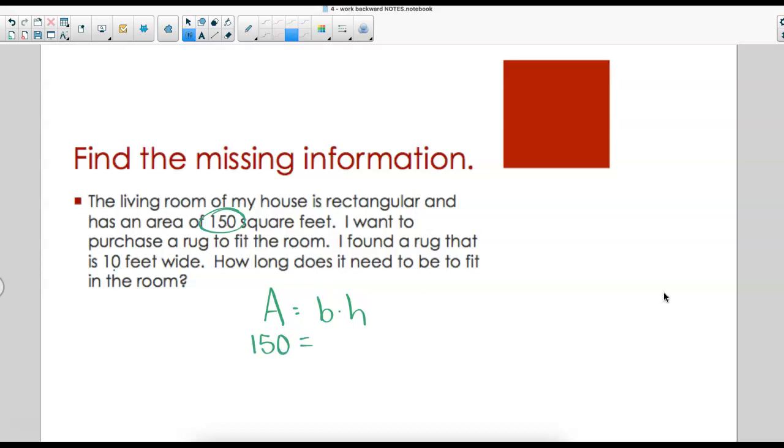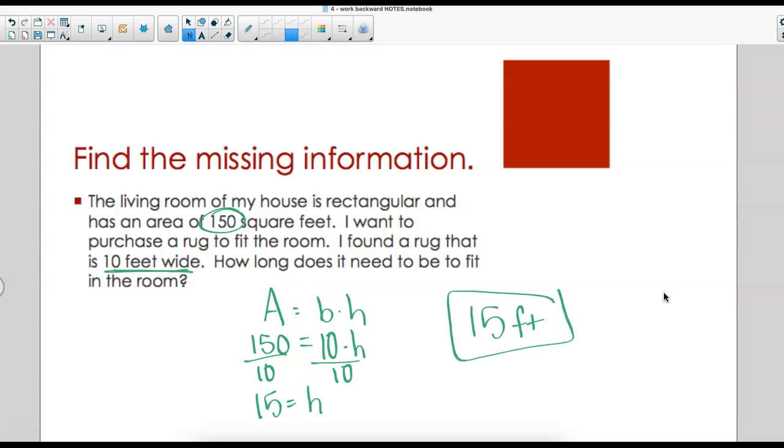Does it matter if I put this 10 as the base or the height? Not really. It doesn't matter because a rectangle, I could turn it either way. Okay, so we'd have 10 times H, and then we solve it. Divide by 10. So we have 15 equals the height. So it needs to be 15 feet long. Questions there? So far, so good?